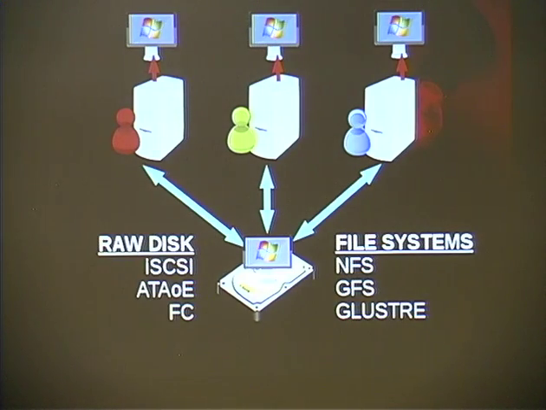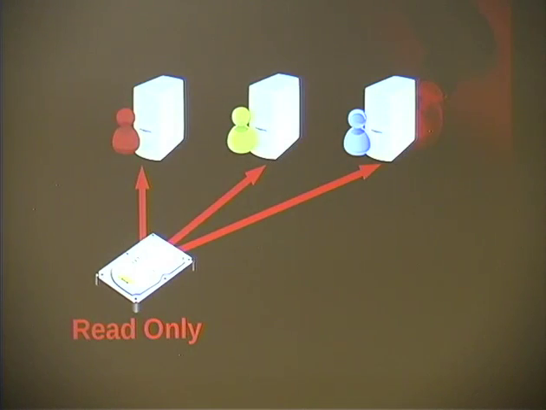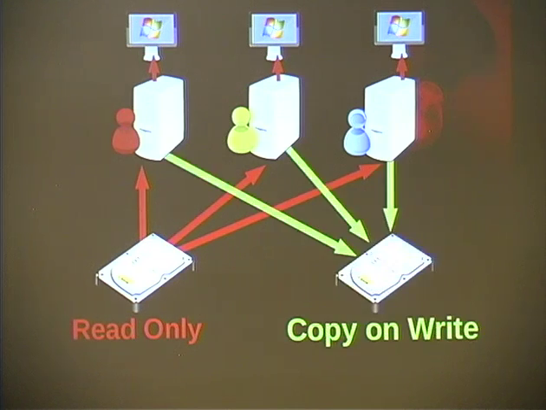You can export these disk images to your analyst workstations either over a raw disk image protocol like iSCSI, ATA over Ethernet, Fibre Channel, or you can put it on an actual network file system like NFS, GFS, or Gluster. So to solve that concurrent read-write problem, I put those disk images on a read-only disk. Then that's exported to my analyst workstations as usual. They run their virtual machines from that, and then instead of writing back to that one read-only disk image, they write back to a copy-on-write disk image.